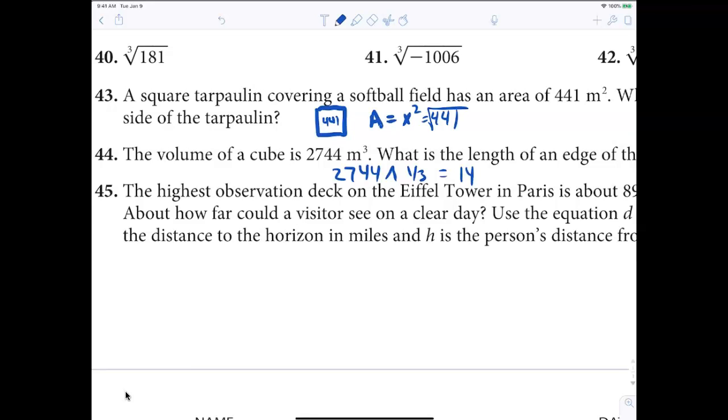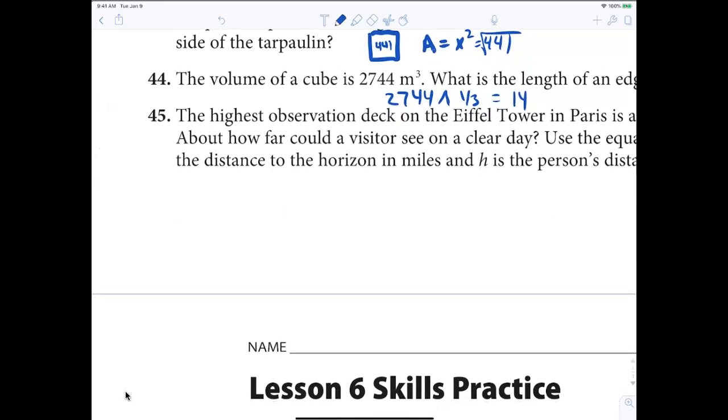Now, how did I know it was cubed? Because the volume of a cube is side cubed. So if I want to undo a cube, I would do the what? Cube root. All right, remember, cube root is the same as raising it to the 1/3 power.